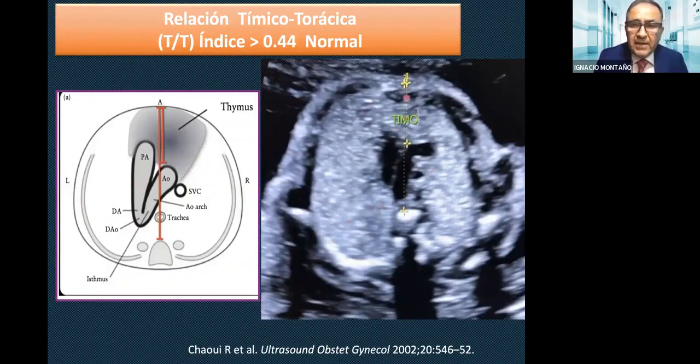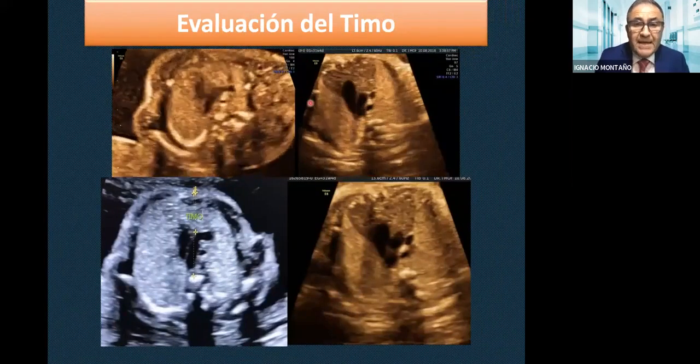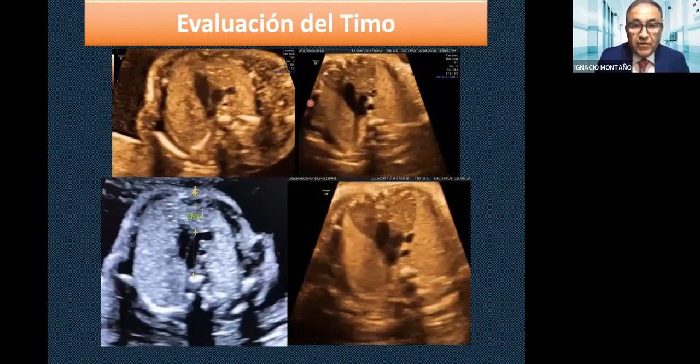For this, you need to measure from the posterior part of the sternum to the anterior part of the vertebra to measure the mediastinum, and to measure the size of the thymus from the posterior part of the sternum to the anterior border of the great arteries. And this ratio always has to be greater than 0.44. When this ratio is less than 0.3, we are faced with suspicion of thymic hypoplasia, which has been associated with conotruncal heart defects, mainly those associated with deletion of chromosome 22q11, as well as chromosomal abnormalities such as trisomy 21 and trisomy 18.